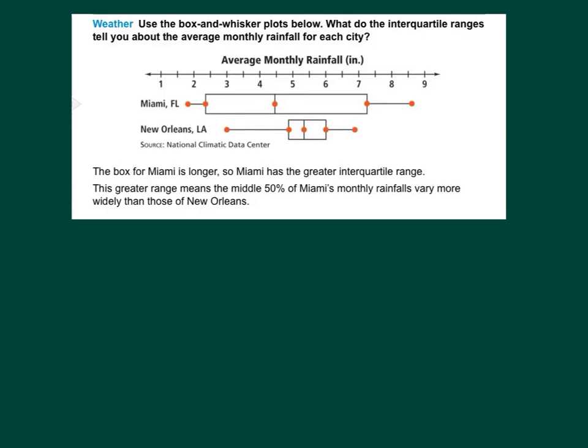All right, so let's look at two box and whisker plots and compare them. We're going to compare the average monthly rainfall for each city. And what we're going to use is what's called the Interquartile Range, IQR. It is the box of the box and whisker plot graph. So we're going to look at the middle 50%.